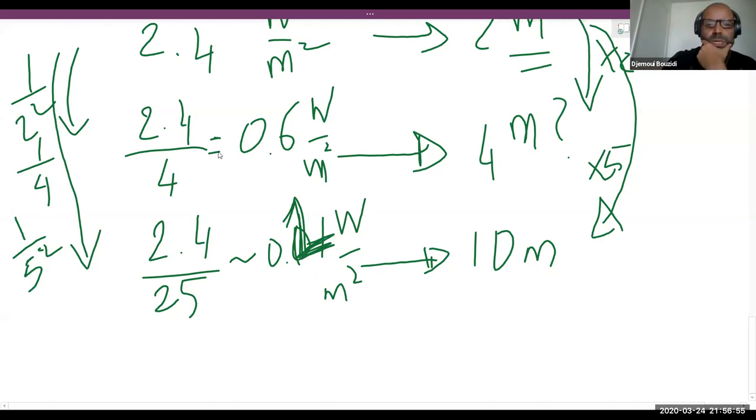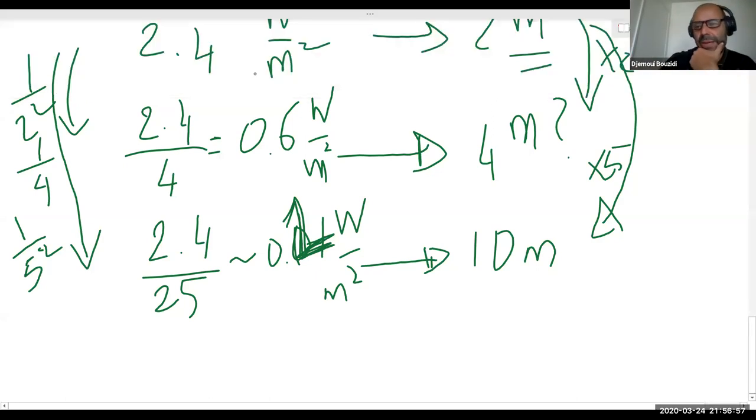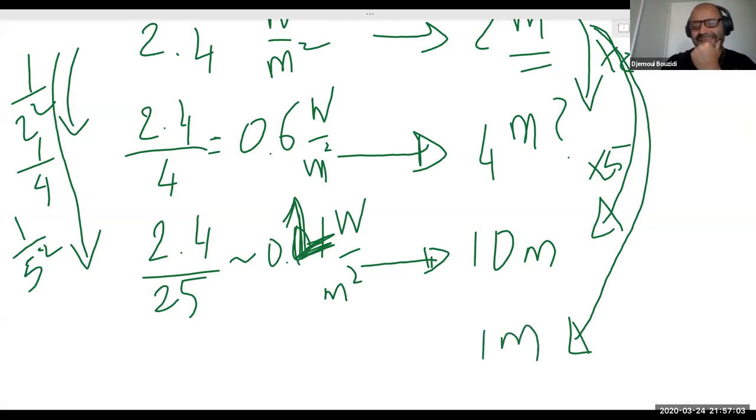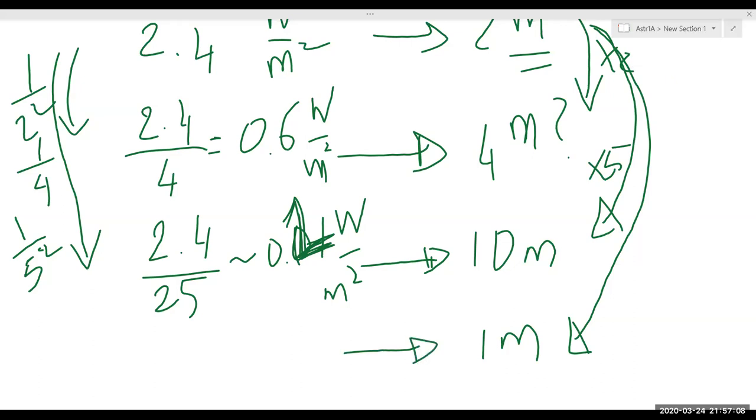Now, the last question in here is, what happens when you move closer? You actually go to 1 meter. Go to 1 meter. Okay, we're not doing social distancing now. Oh my God. You're getting closer now, okay? So, did we go up or down in distance from 2 meters to 1 meter? Down. By a factor of half, okay?